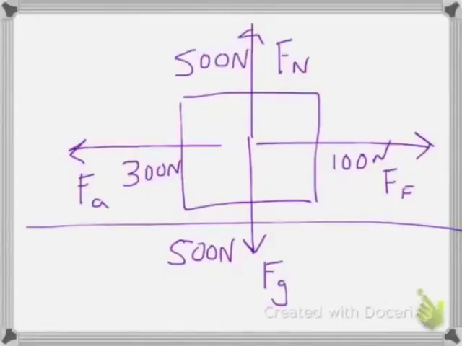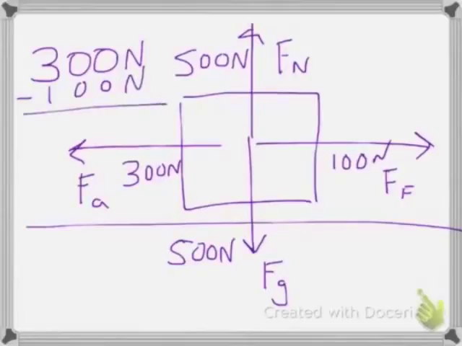Okay, so we have our 300 and our 100. How many newtons is it accelerating with? I would subtract that, correct? Yes. That gives 200 newtons. So it's moving with a force of 200 newtons in the direction of the acceleration. And that would be my force applied, correct? Right.